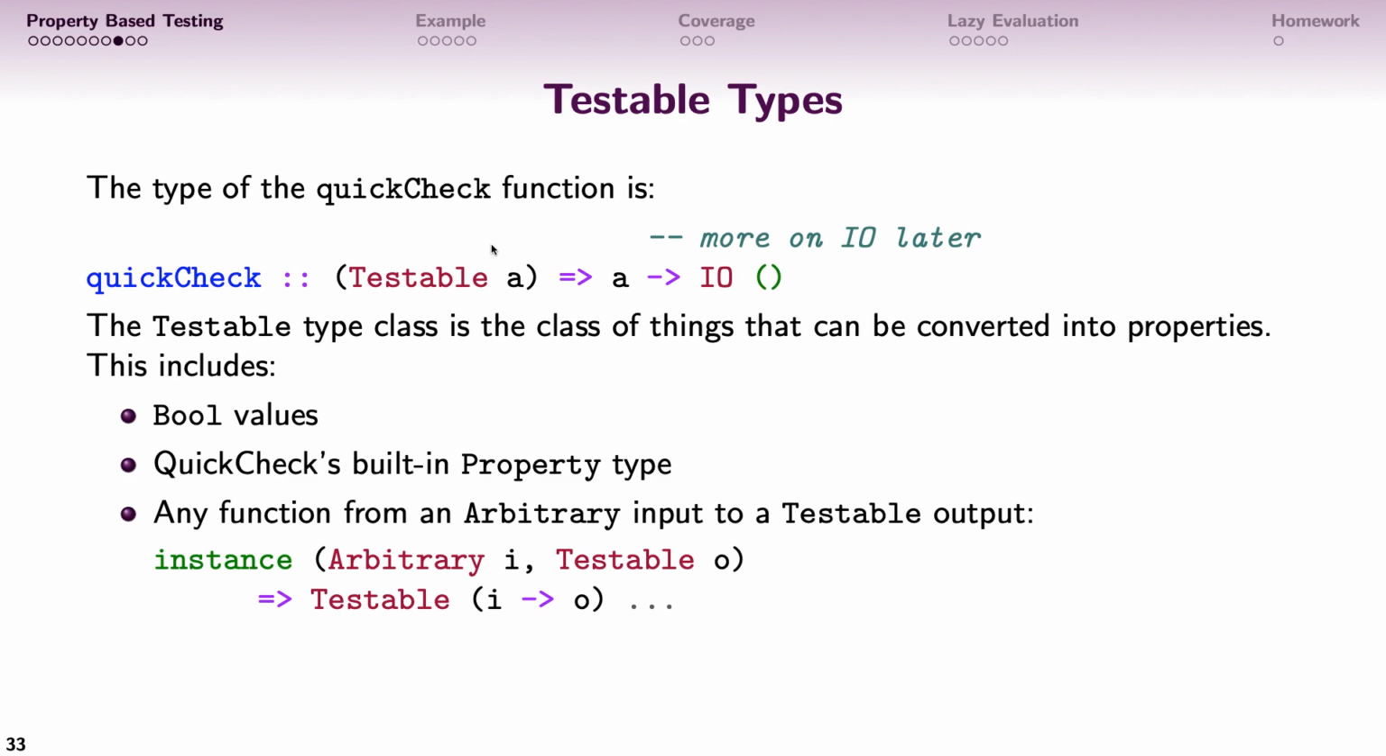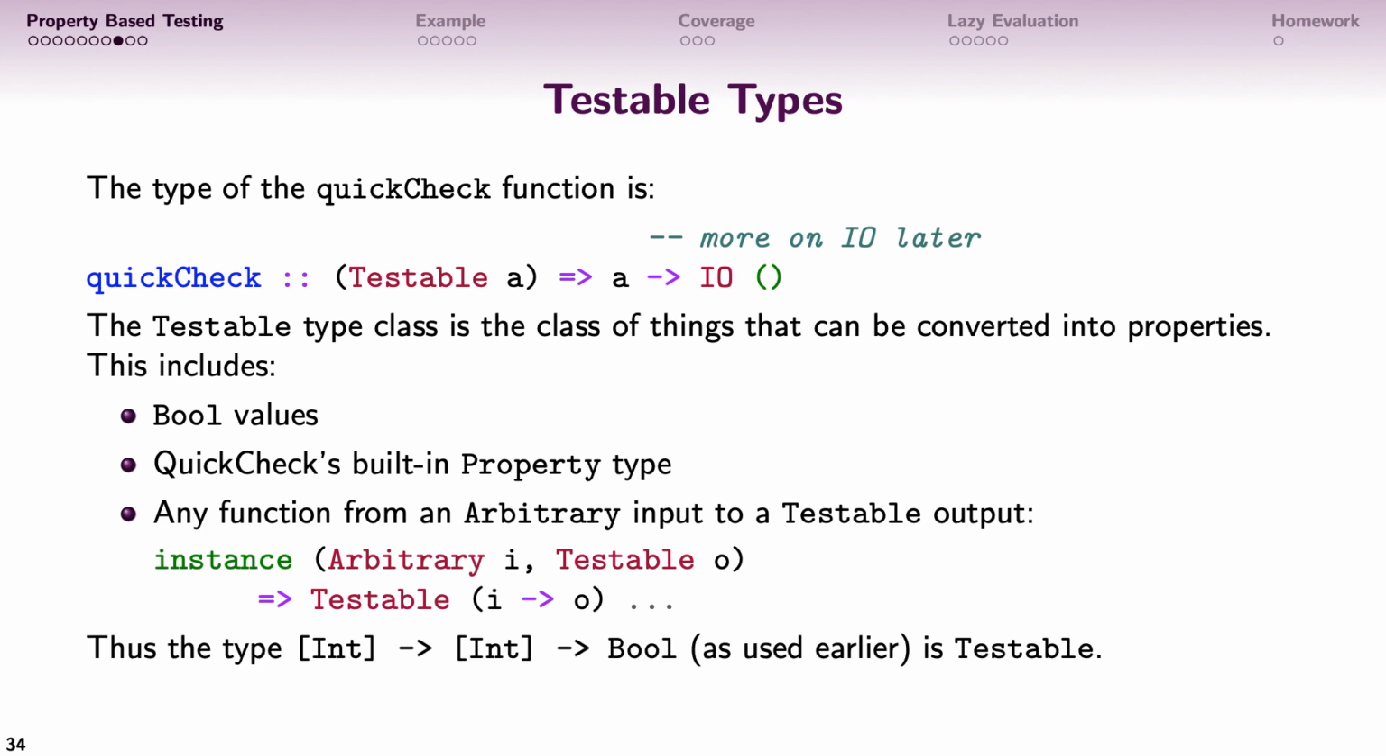Now I haven't told you how testable is implemented. It's sort of not important. QuickCheck handles testable for you. You don't really need to define your own instances of testable. The only one you need to define yourself is arbitrary sometimes. So these are the only instances that actually matter to us for testable. Okay, very good. Thus, this type is testable, as I showed you.